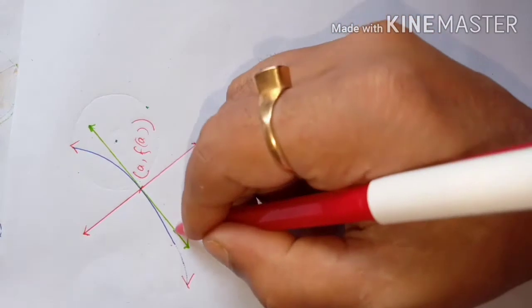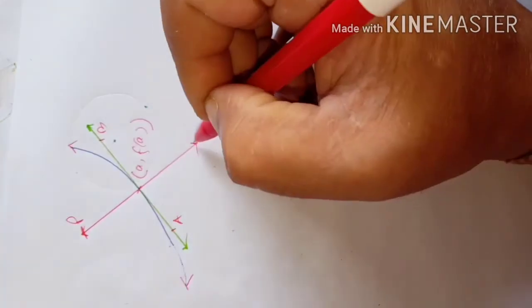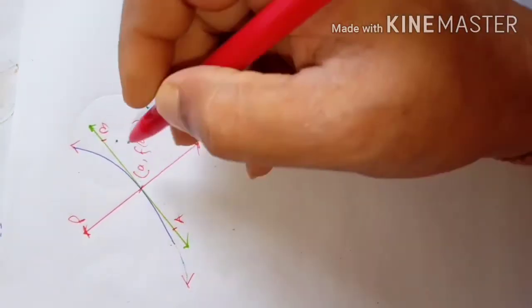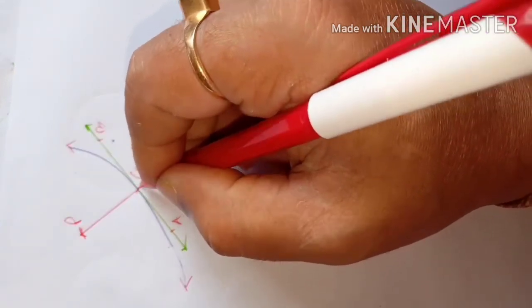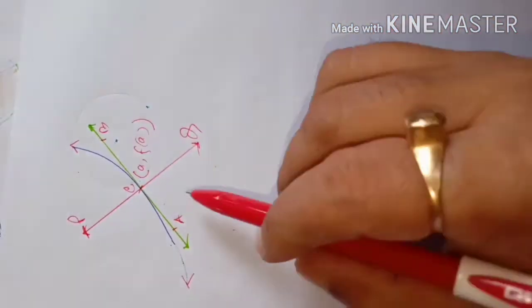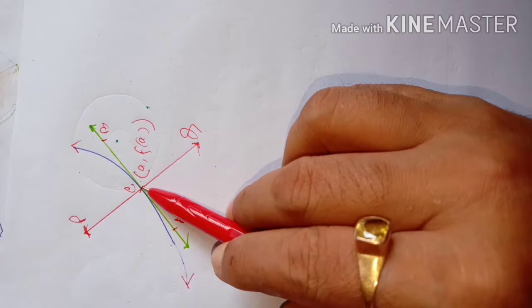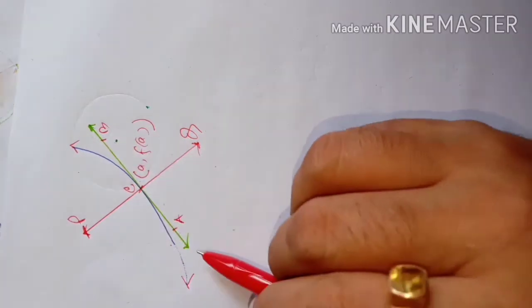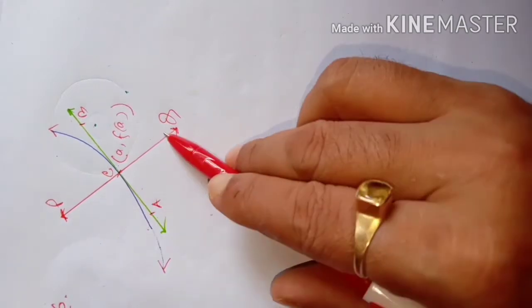Suppose AB is the tangent and PQ is the normal at the same point. At this point, let us give one name, say C. So this is the normal to the curve at the point C and AB is the tangent. So we need the slope of the tangent so that we can find the slope of the normal.